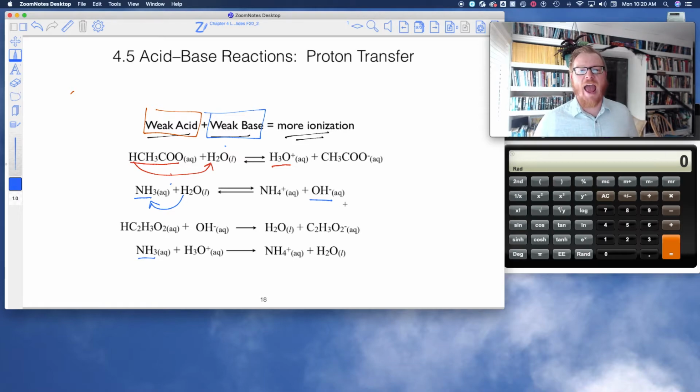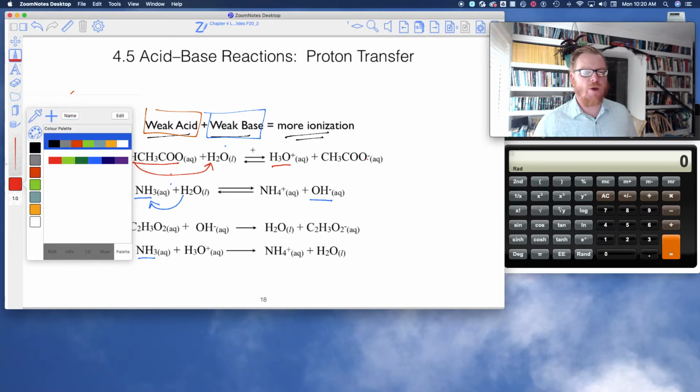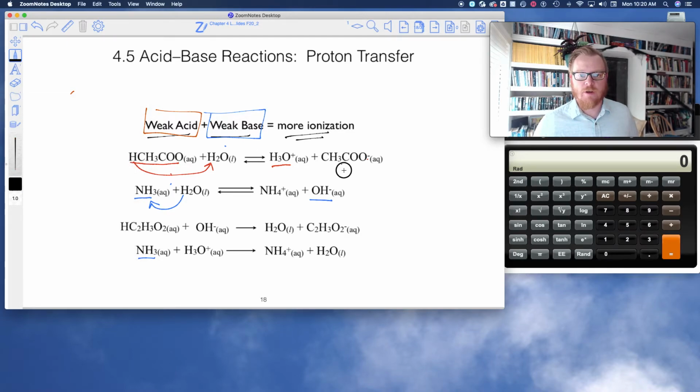Well, look, we have a very small amount. I'm going to go to black here. So we have a very small amount of the acetate. Remember, because this is a weak acid, not all of it dissociates. So that's a very small amount. And my NH4 plus is a very small amount as well.